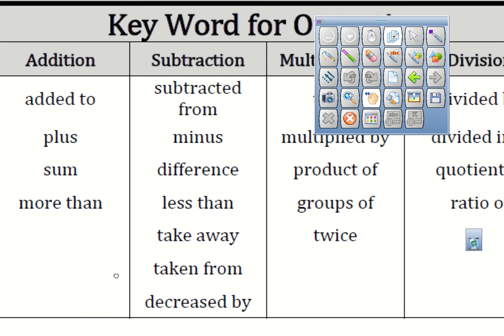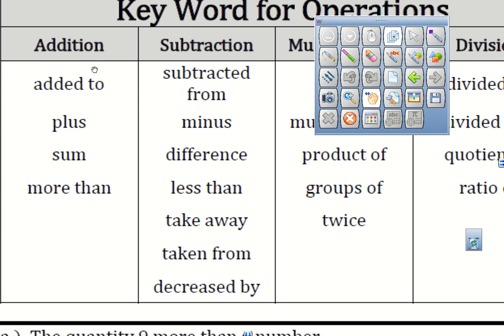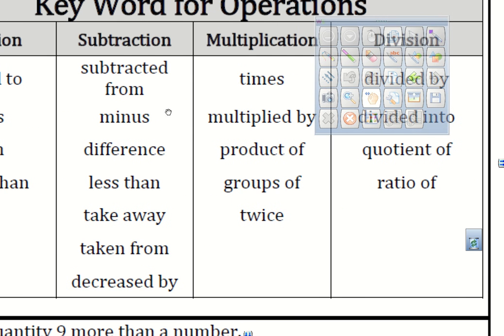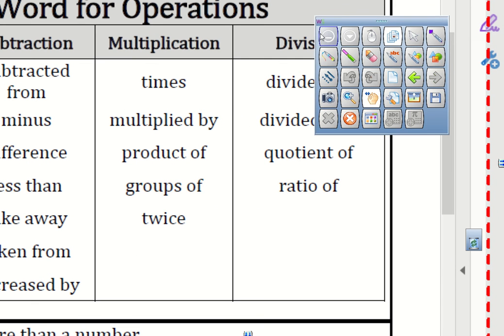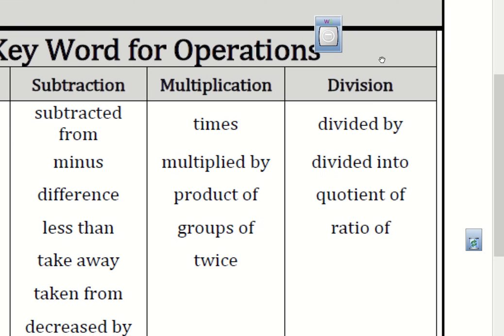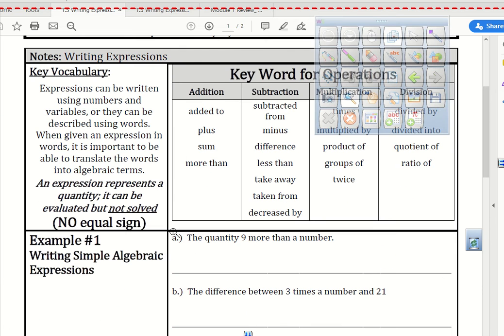So here is your key operators for today. If you add, the word problem is going to say added to, plus, sum, more than. Subtraction, keywords: subtracted from, minus, difference, less than, take away, taken from, decrease by. Multiplication: times, multiplied by, product of, groups of, twice. And then division: divided by, divided into, quotient of, ratio of. Okay, so your keywords for today's lesson.